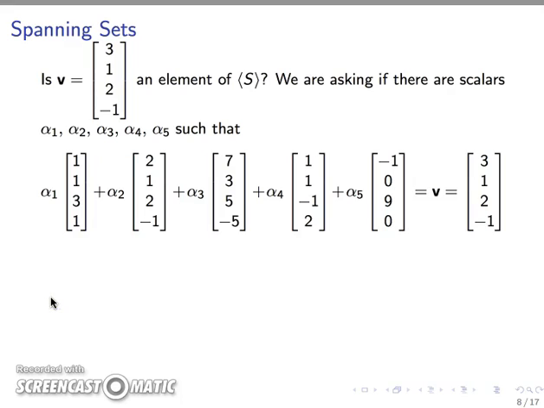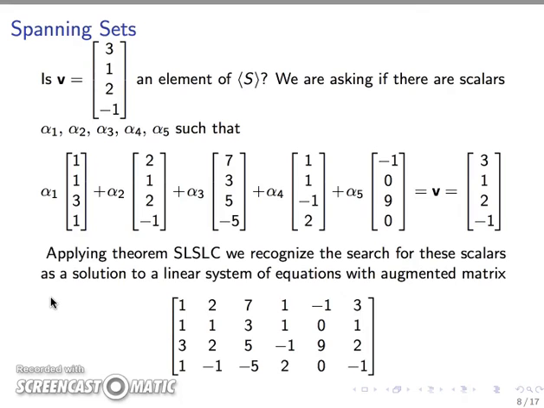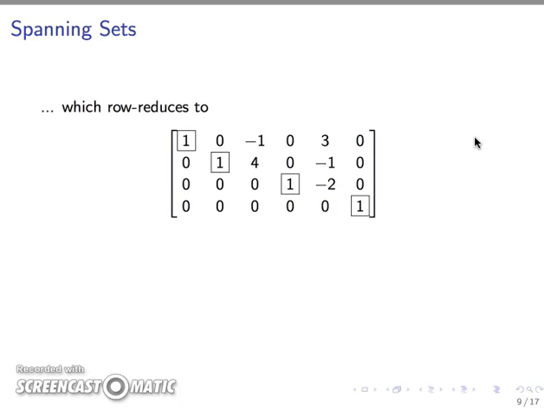So these questions of membership in the span are equivalent to questions of finding solution sets, because finding values for these scalars is analogous to finding the solutions of a linear system of equations where the coefficient matrix has the vectors that define the set S as the columns. They are the columns of a matrix of coefficients, and then this other vector, in this case called V, would be the last column in the augmented matrix. So we can form the augmented matrix, row reduce, compute the RREF.